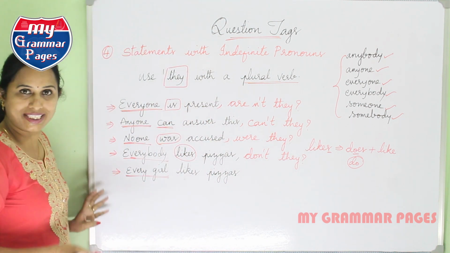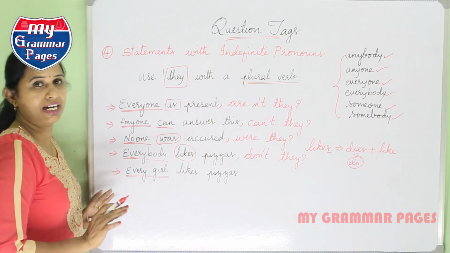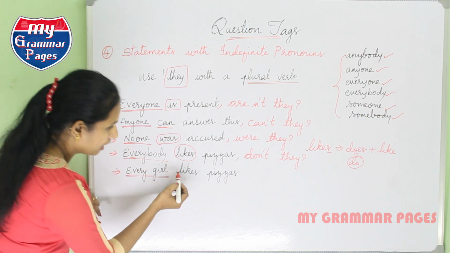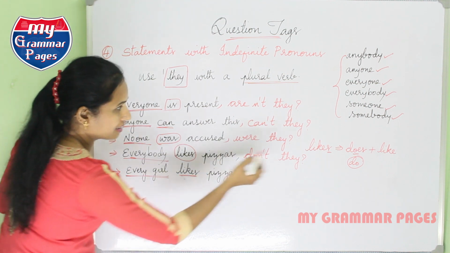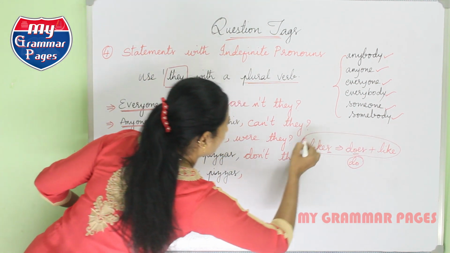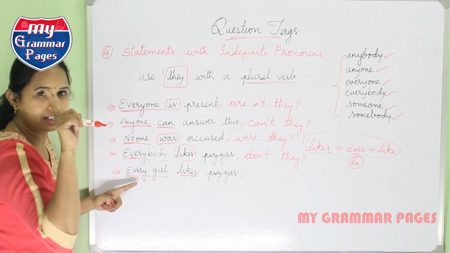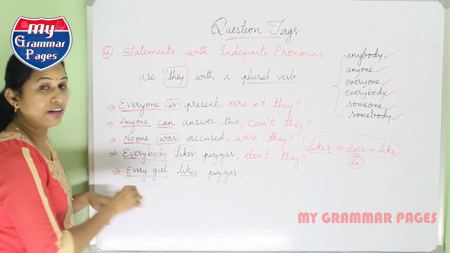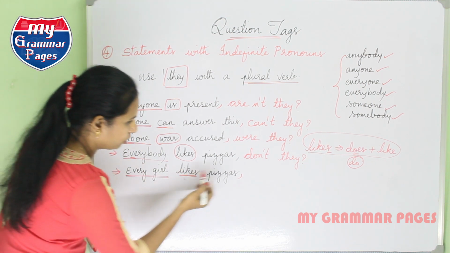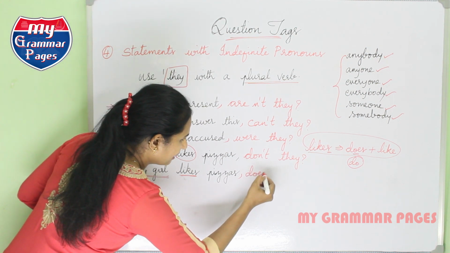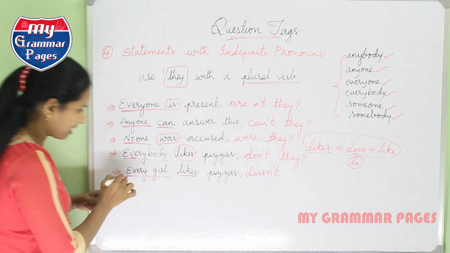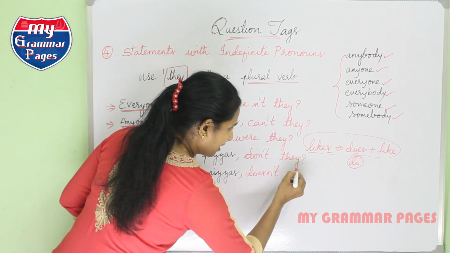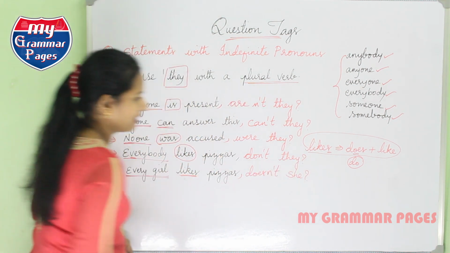But here it's totally different. Every girl is not an indefinite pronoun. So as it is, keep a comma. Now for this likes, I'm going to take this structure because it's a single girl. Every girl. Okay, it's not everybody, it is every girl. So I am taking does, and this is a positive statement. Make it negative. Doesn't. Every girl is not they. I'm taking she. Doesn't she.